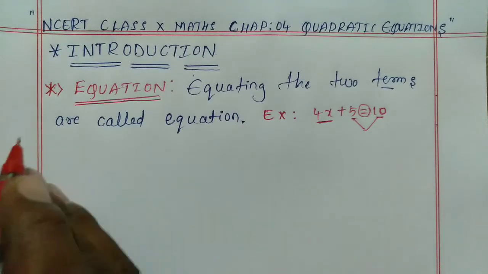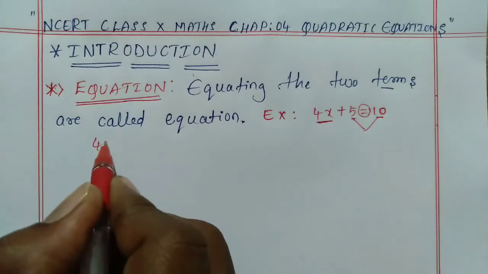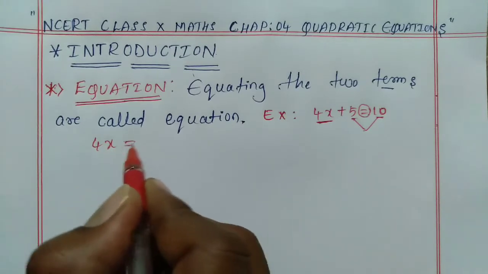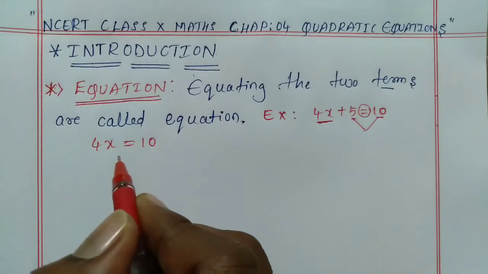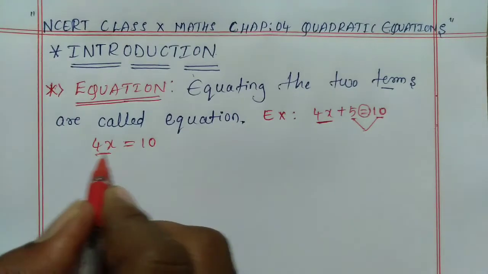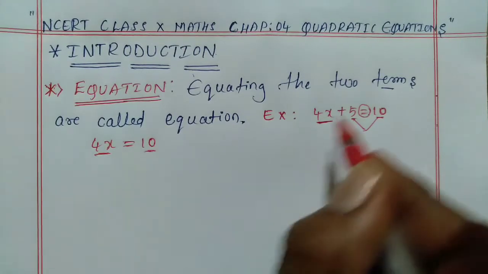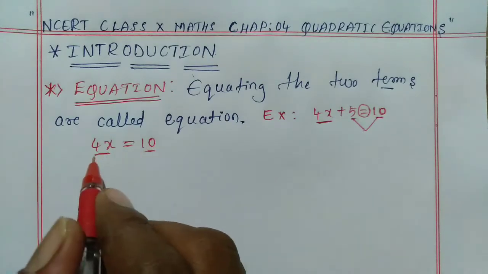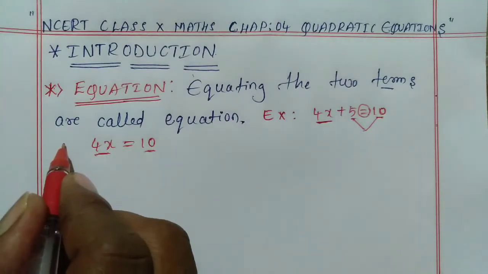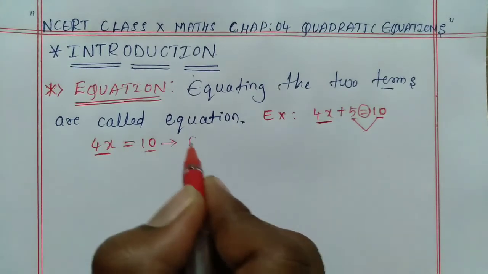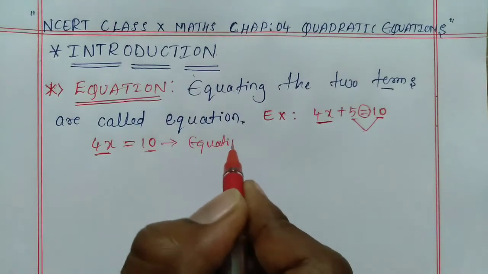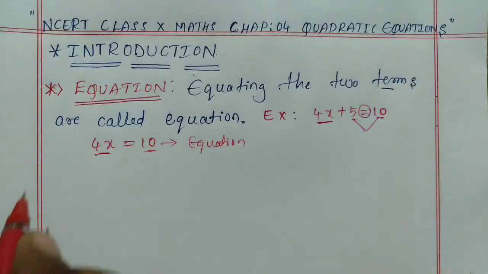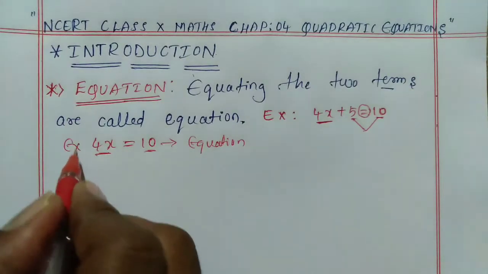For example, you can take 4x equals 10. Here this is one term, and this is one term. We are equating these two terms, so it is said to be an equation. This is the definition of an equation.